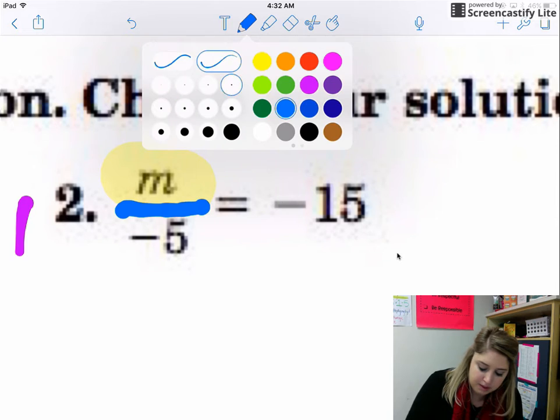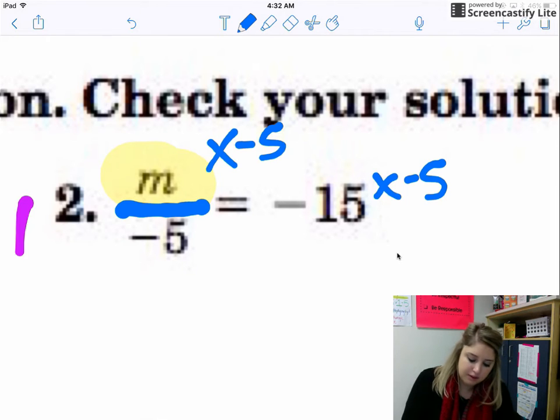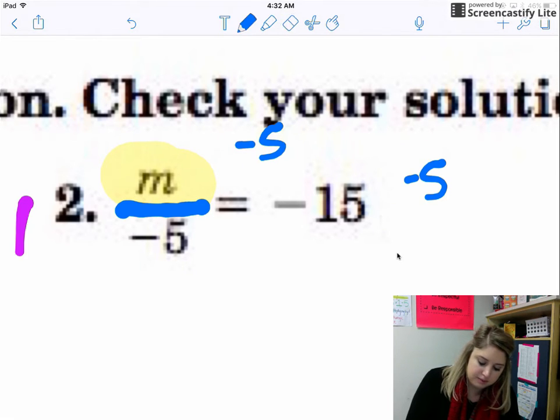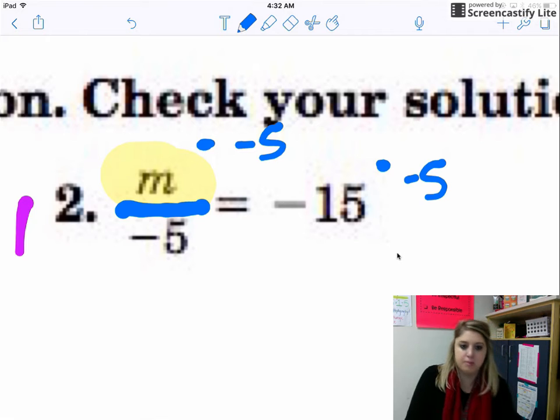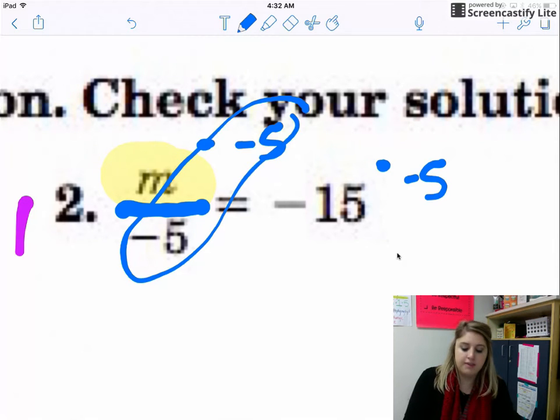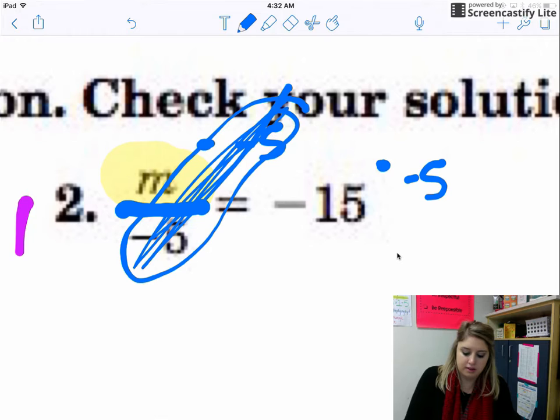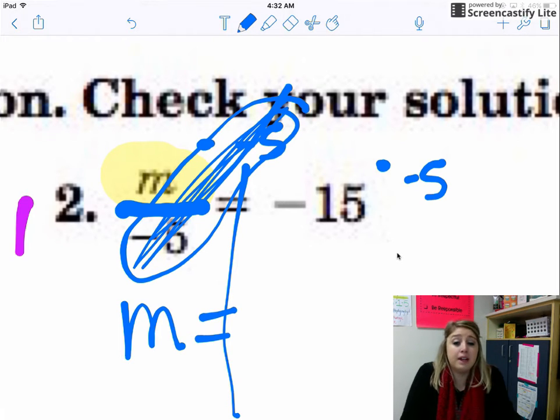We're going to multiply both sides by -5. I don't like using those x's because it confuses me, so I'll multiply by -5, multiply by -5. On the left-hand side, I have -5 divided by -5. When I multiply and divide, those cross off. And I'm left with m equals whatever -15 times -5 is.